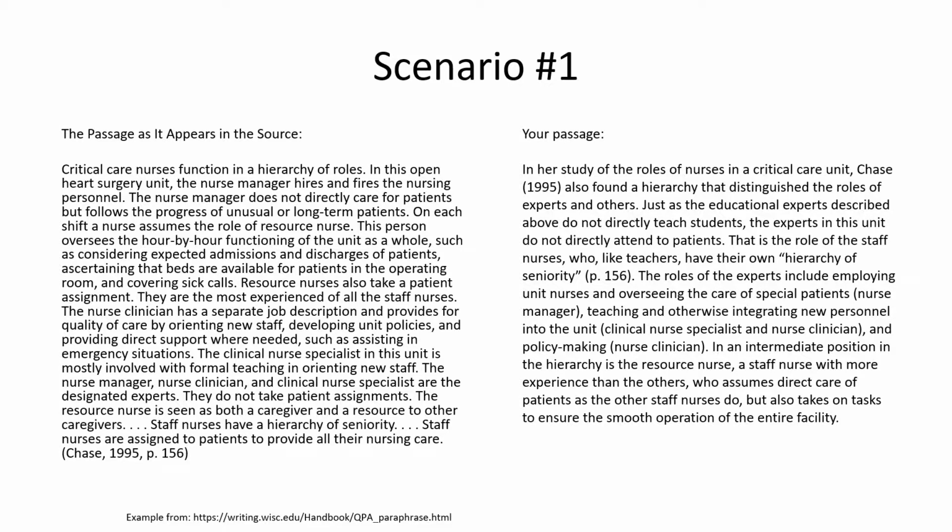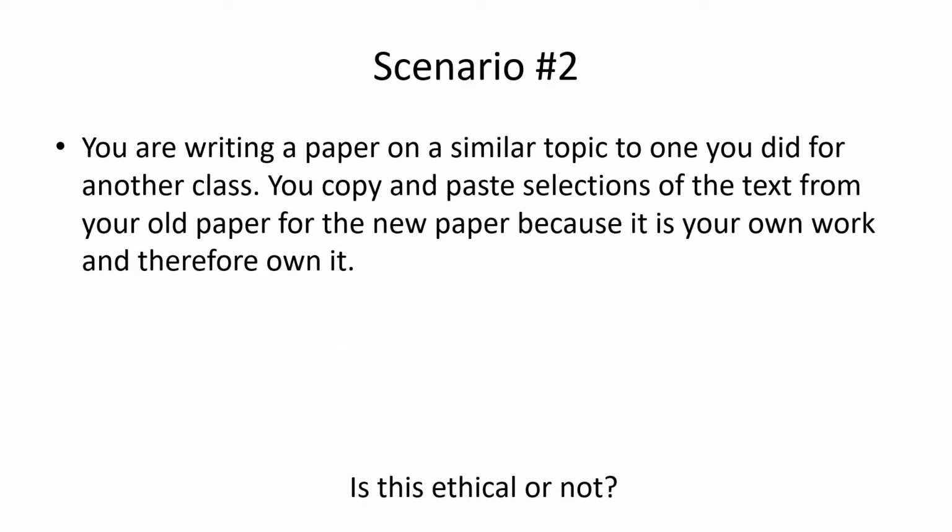That one's pretty obvious. The second scenario would be if you're writing a paper on a similar topic to one that you did for another class. And you're copying and pasting selections of text from your old paper into your new one. Is that ethical? Have a think. Generally, no. I mean, you can obviously write things on similar topics, especially because now you're getting to the point where you are specializing. You're starting to maybe think about an honors thesis topic. And in some scenarios, when your professor is very much aware that you are taking material from another topic or from another class, it's okay.